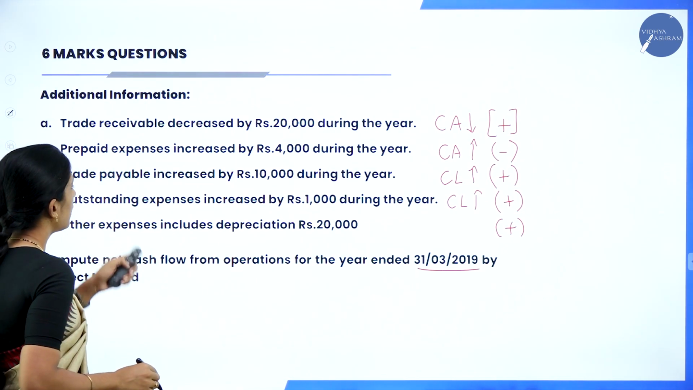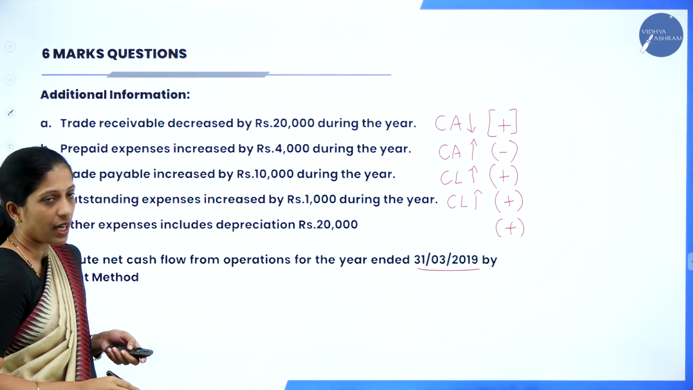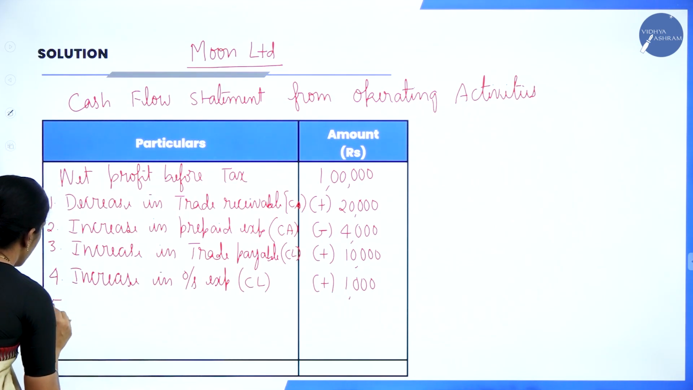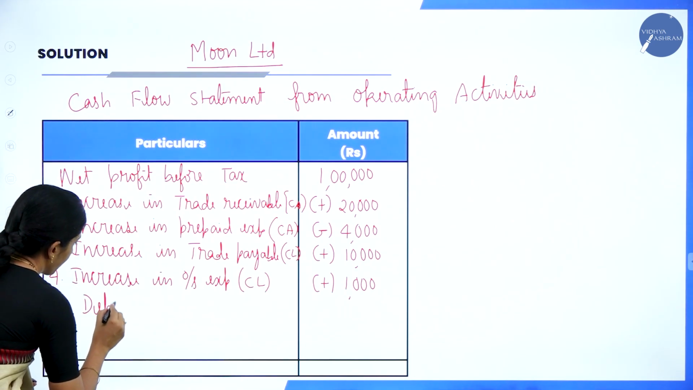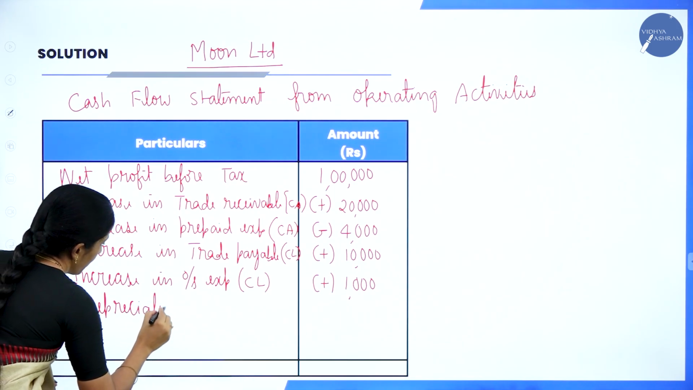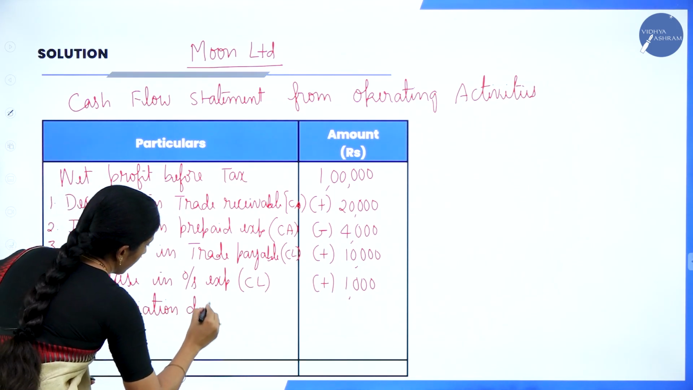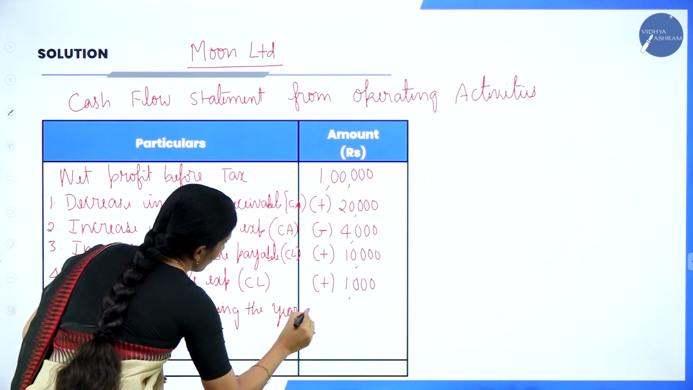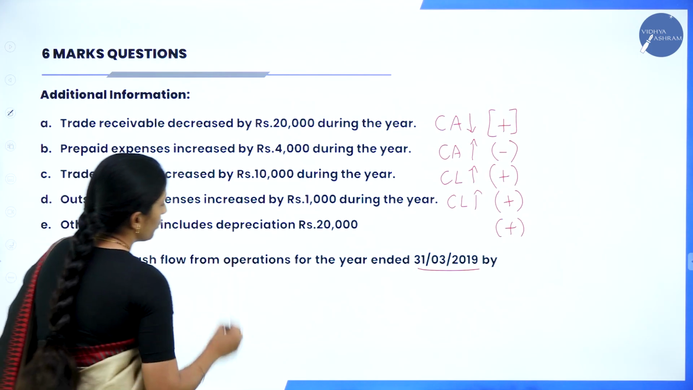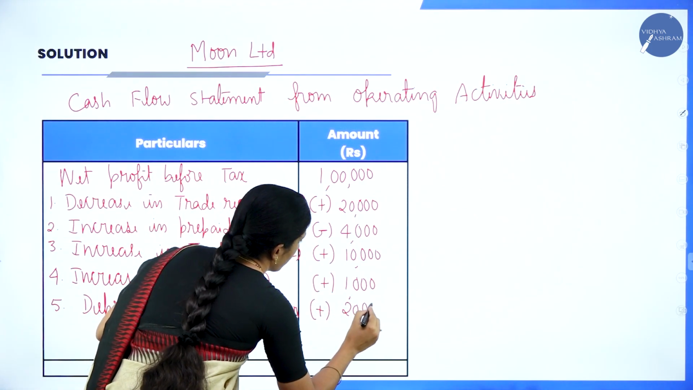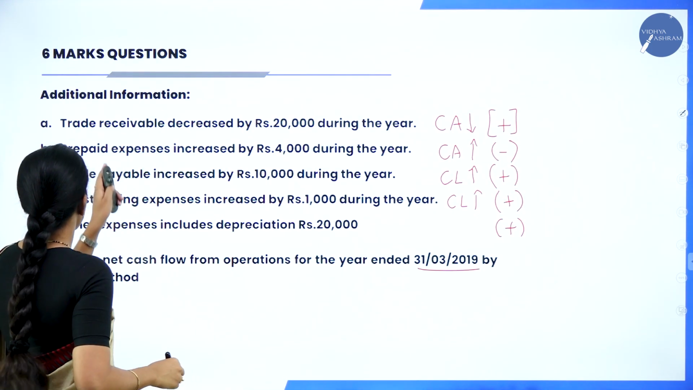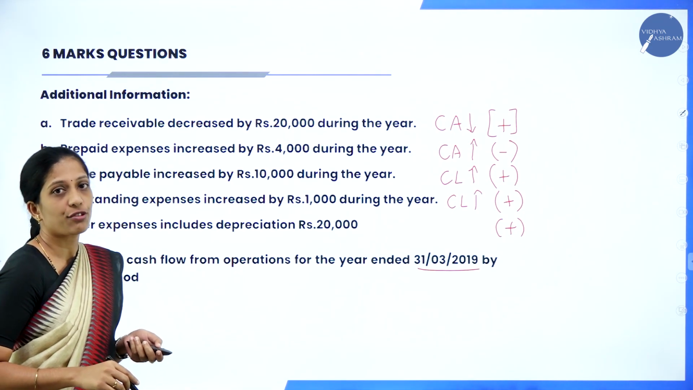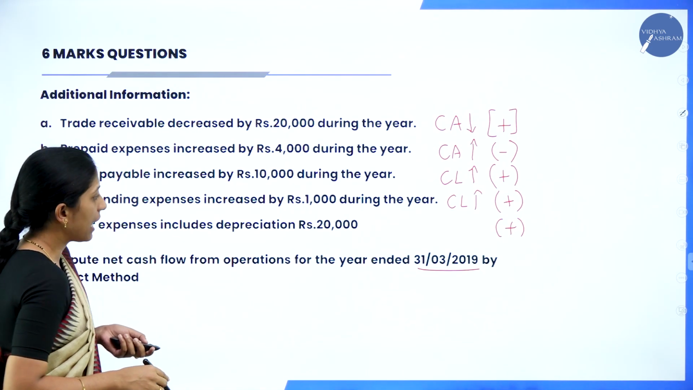Next, other expenses include depreciation. So depreciation, what you have to do? Add. So fifth one, depreciation during the year. I have to add 20,000. So how many are there? That is 5. So we have recorded all the 5. They have asked us to calculate cash flow statement in operating activities.